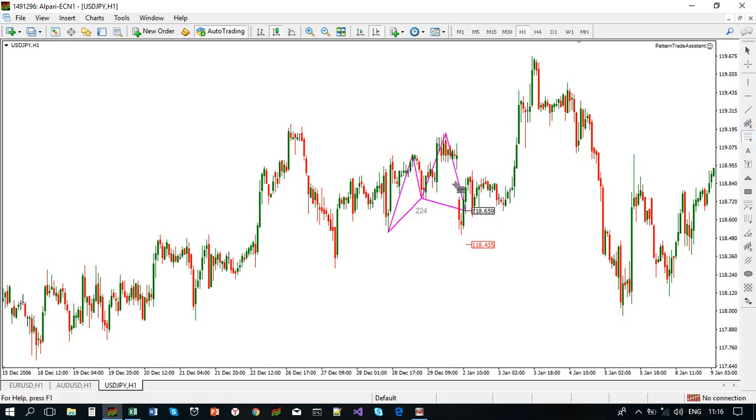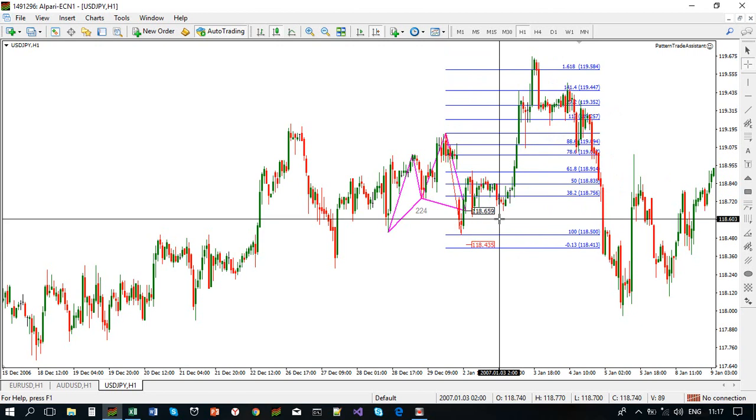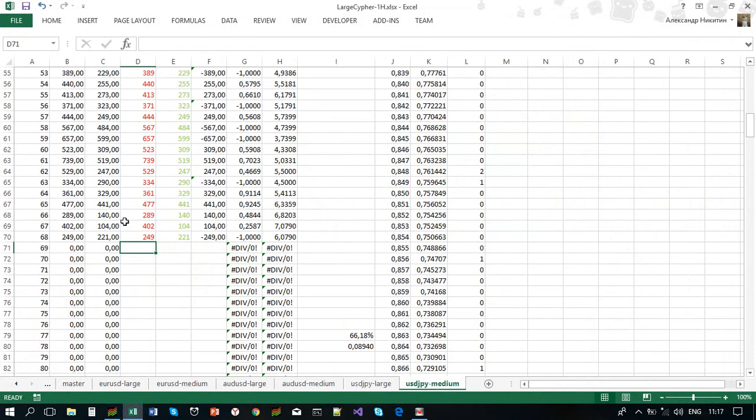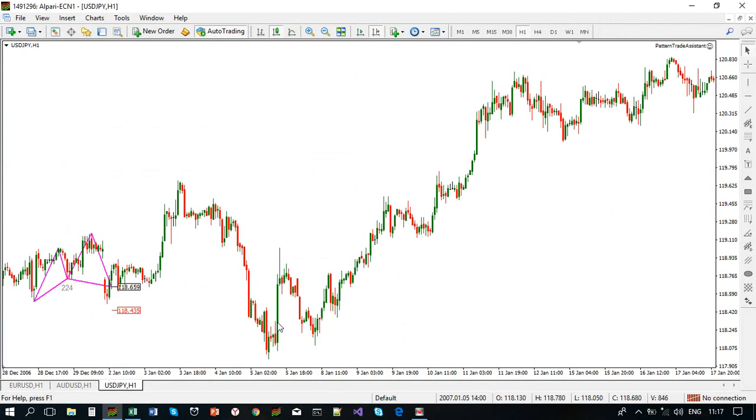Okay, another pattern. What we have here is this. The entry was, sorry, the take profit is 9.6, 22.4 is the stop loss. 4 and 9.6 is the take profit, and it equals to this. Okay, continue.